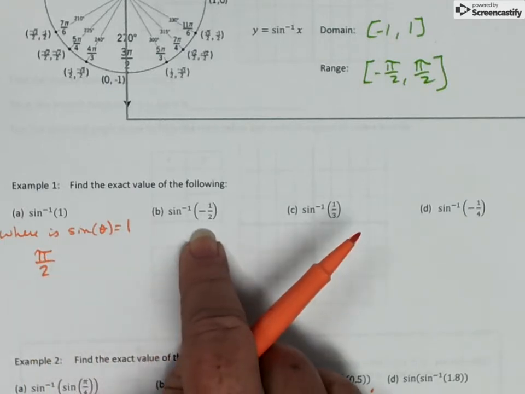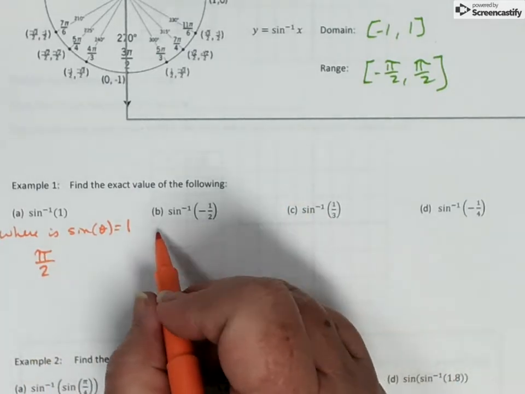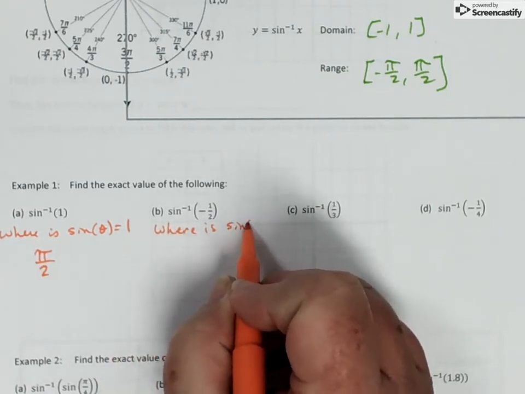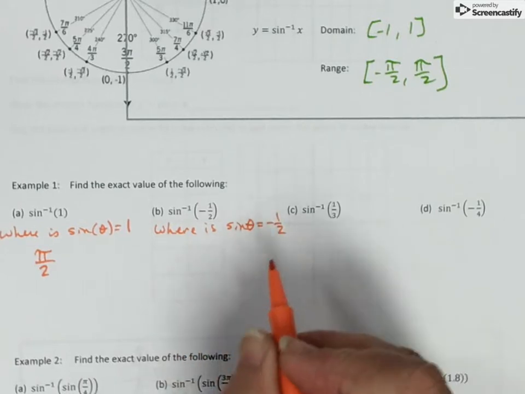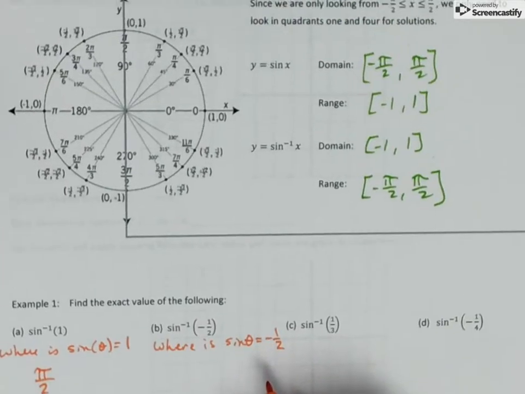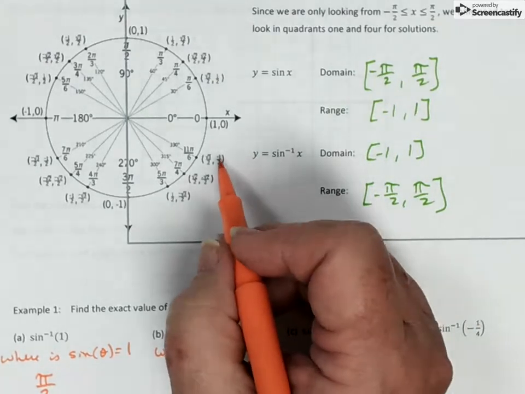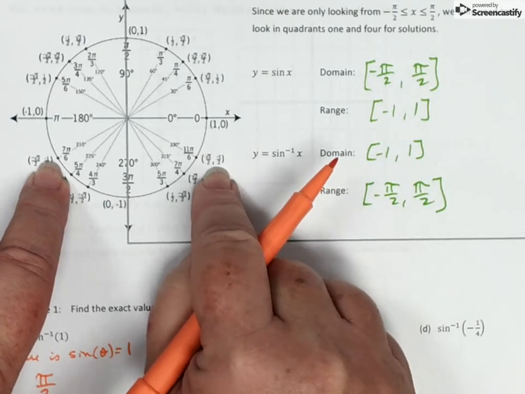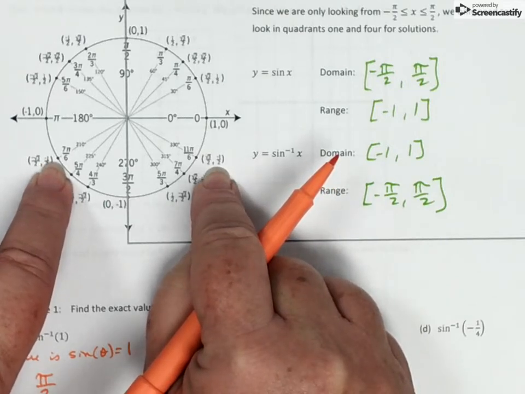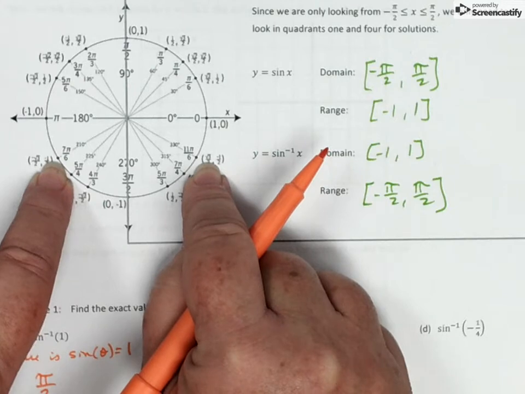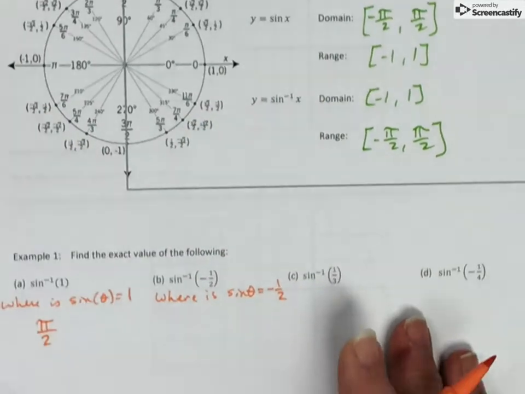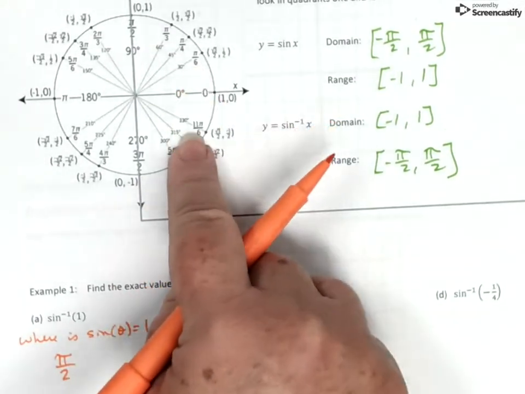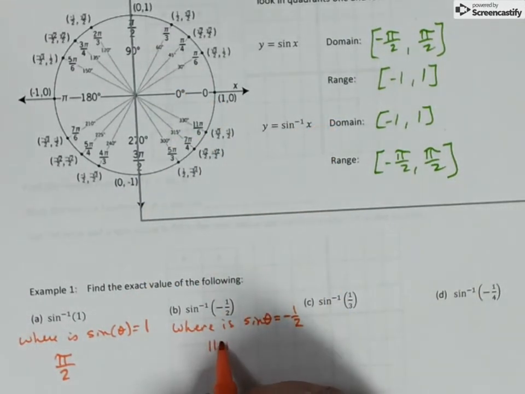But let's look at one where we have some other questions. Like, where is the sine of theta equal to negative 1/2? Well, we've had that question before, but the sine of theta is equal to negative 1/2 in 2 places, in quadrant 3 and in quadrant 4. So that happens at 7 pi over 6 and 11 pi over 6. Okay, that's fine, except we know that it can only use the one from quadrants 1 and 4, so I'm going to put down 11 pi over 6.